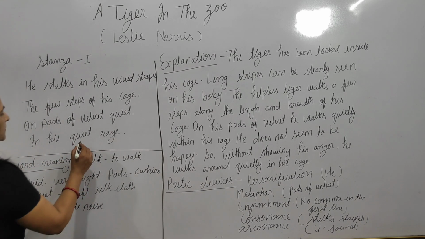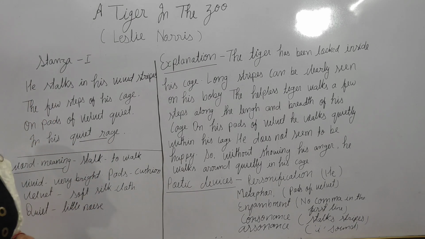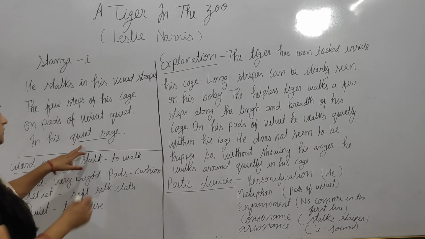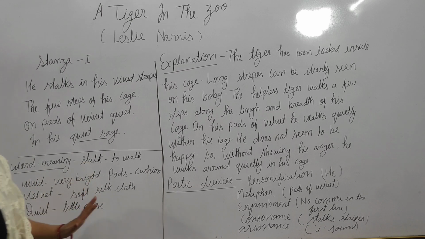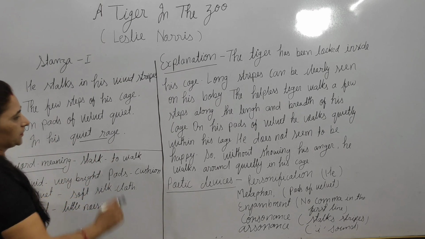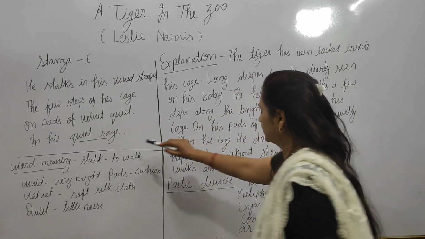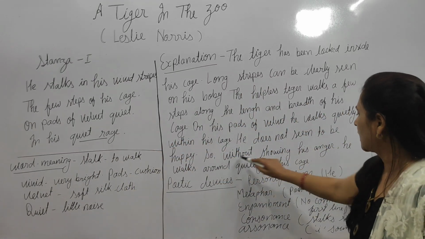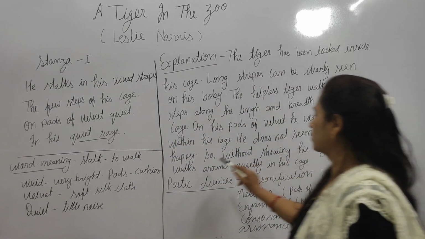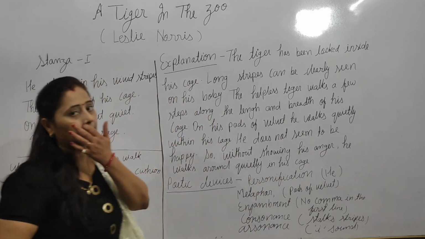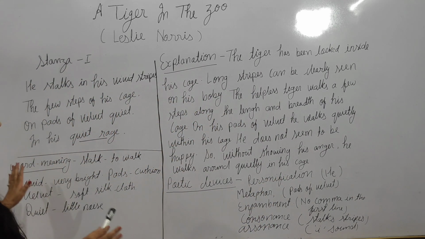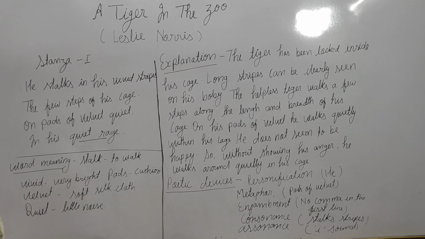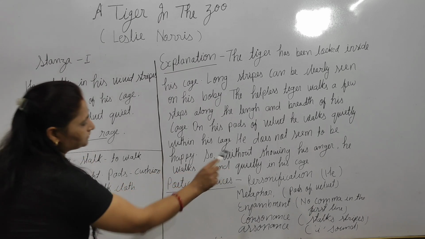Here you are getting the quiet rage. Quiet rage is an opposite meaning, we are getting quiet and rage. Rage means anger and quiet means calm, absolutely calm. So here it is little noise, without noise, without showing his anger. You can understand here, without showing his anger, he walks around quietly in his cage. The tiger is not showing his anger.